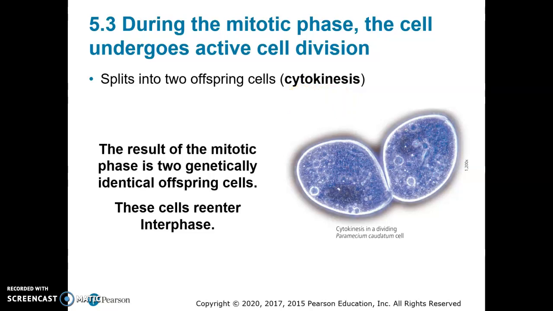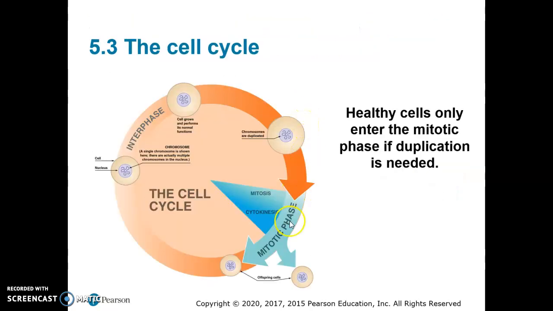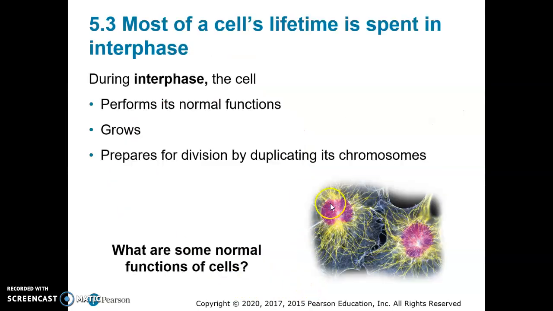So you divide your DNA information, you divide the cytoplasm. We would say that during the mitotic phase, right in here, mitosis literally means the division of the DNA or the chromosomes, and then cytokinesis is the division of the cytoplasm. And when you're done, you will have two offspring cells that are genetically identical to each other.